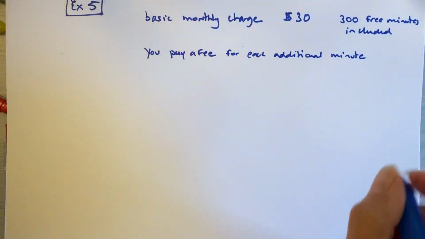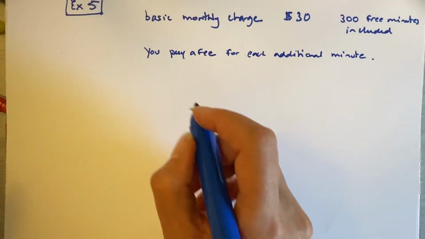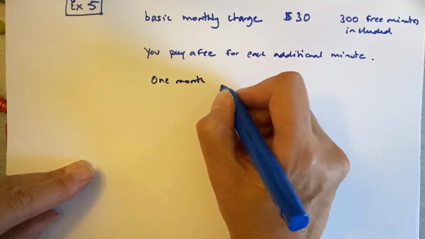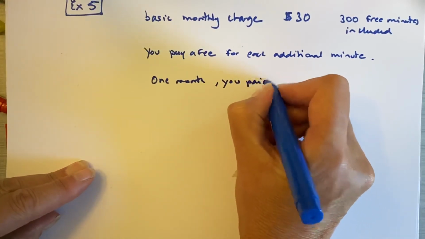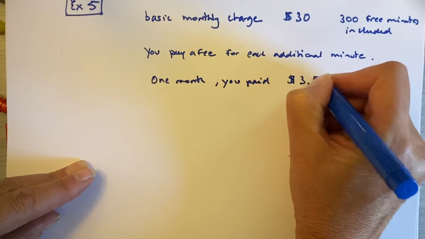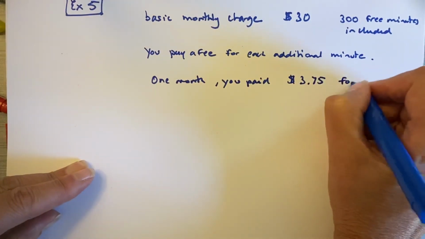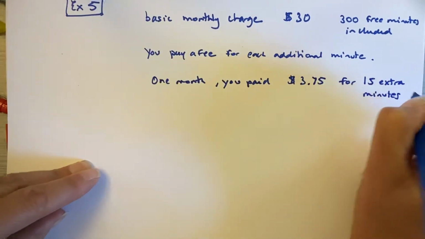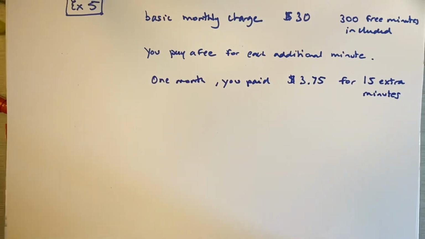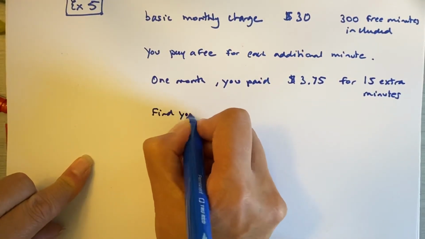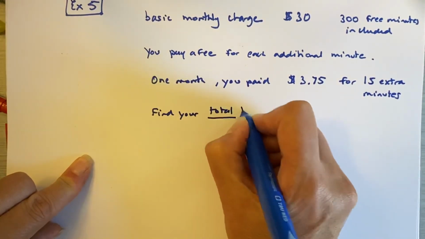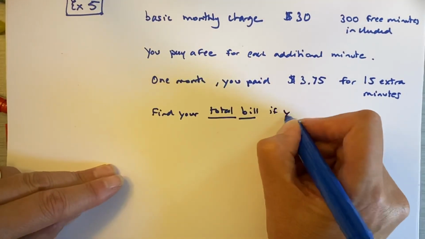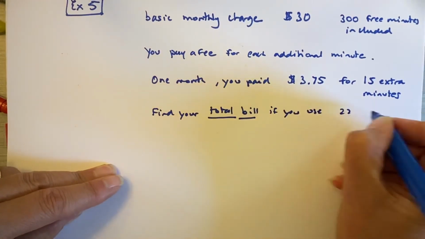Okay. So 1 month, you've bought this plan, you paid $3.75 for 15 extra minutes. Okay? Find your total bill. Now, understand, you have to read these carefully. Find the total bill if you use 22 extra minutes.